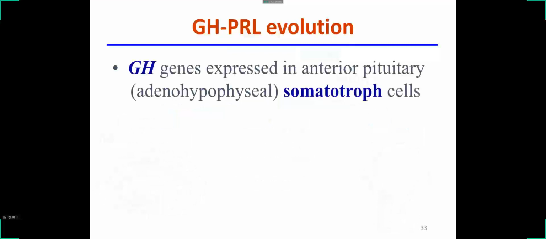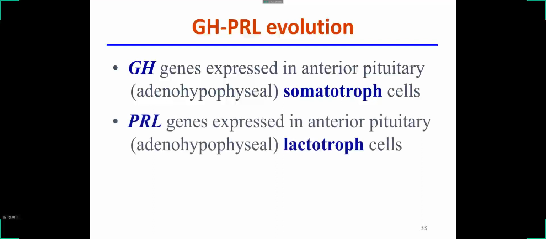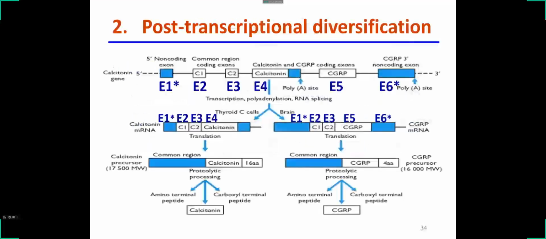So how did this occur? Growth hormone genes are expressed in the anterior pituitary, as we know, in the somatotrope cells. Prolactin genes are also expressed in the anterior pituitary, in the lactotrope cells. So what we think is we got essentially different evolution between those that led to the different cell types and then the different hormones. Okay, so that's the ancestral gene.